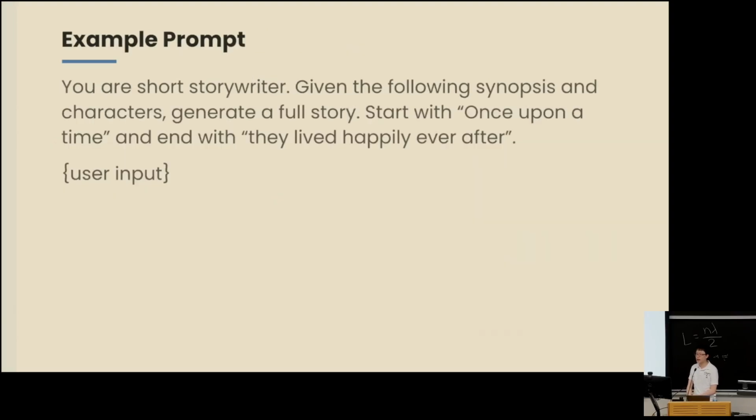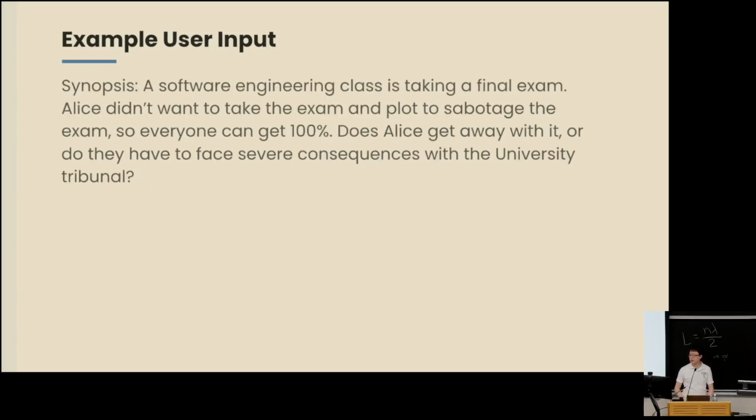So let's take a look at my example prompt, right? Again, prompt it with the right things will give you higher chance of success. You're a short story writer. Given the following synopsis and characters, generate a full story. Start with once upon a time and end with they lived happily ever after. Okay, so let's take a look at what my sample synopsis is. Let's have some fun. Okay, a software engineering class is taking a final exam. Alice didn't want to take the exam and plot to sabotage the exam so everyone can get 100%. Does Alice get away with it, or do they have to face severe consequences with the university tribunal?